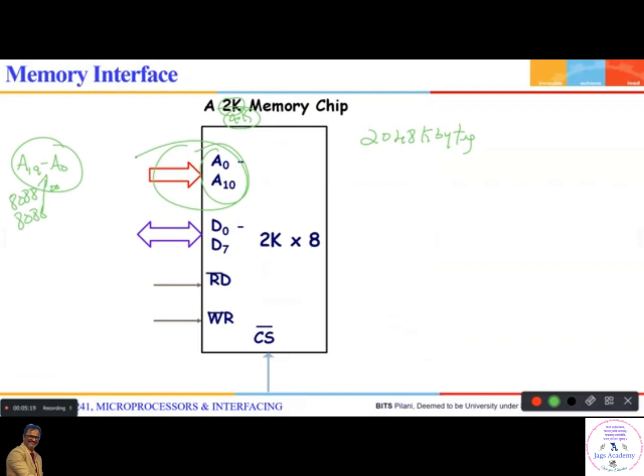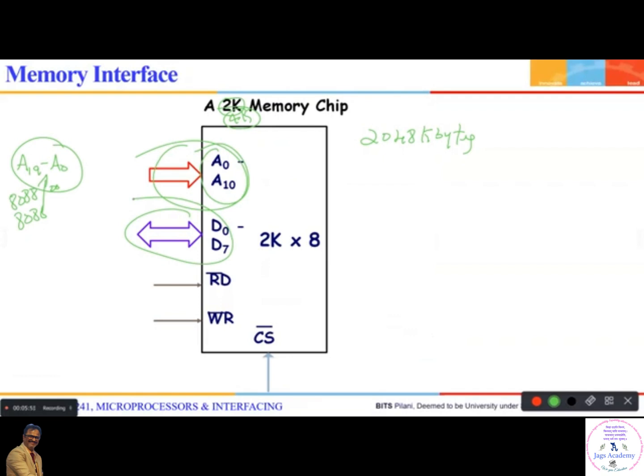Now, suppose your memory device has D0 to D7. Is it byte addressable or word addressable? It's byte addressable. That means you can save one byte in one location. Exactly, we understand very well. Fine.